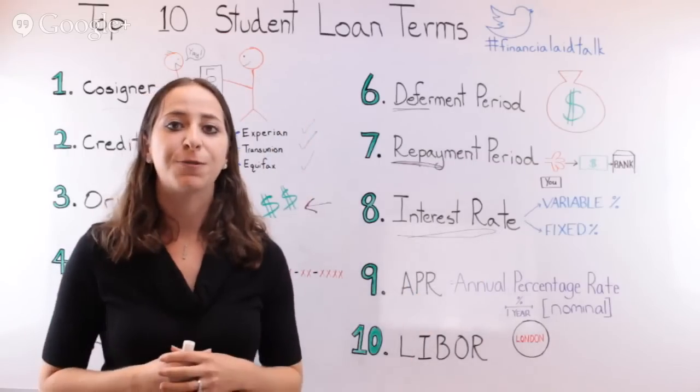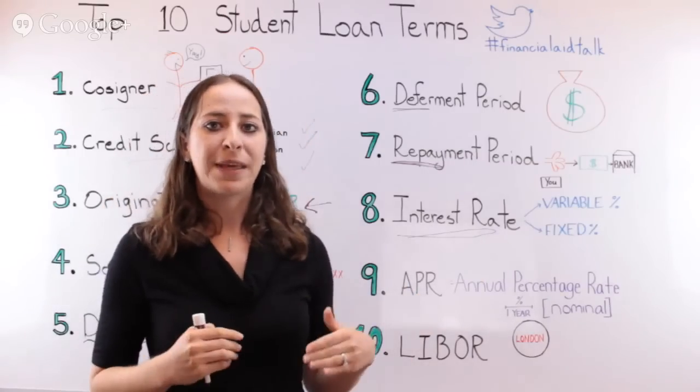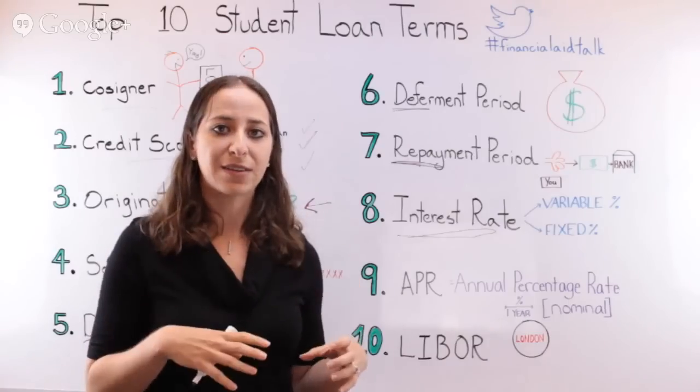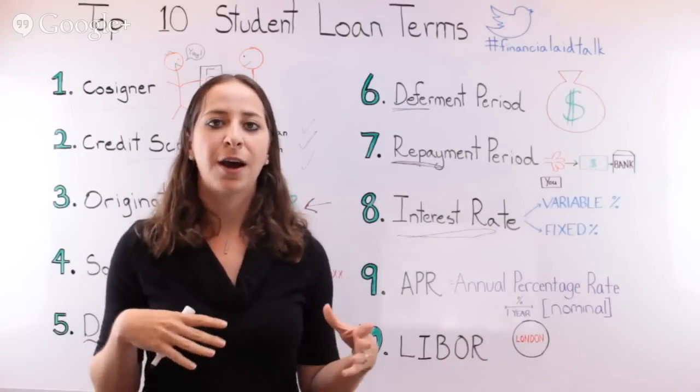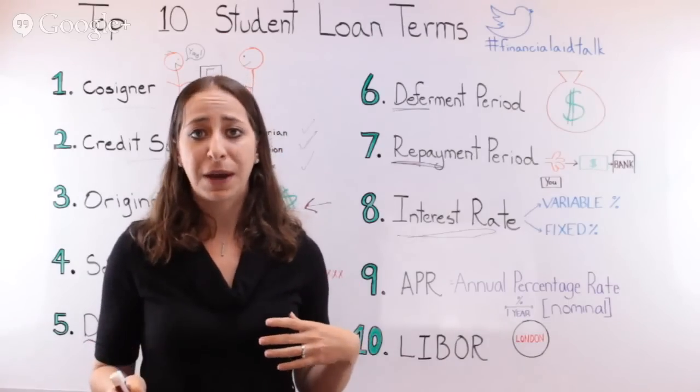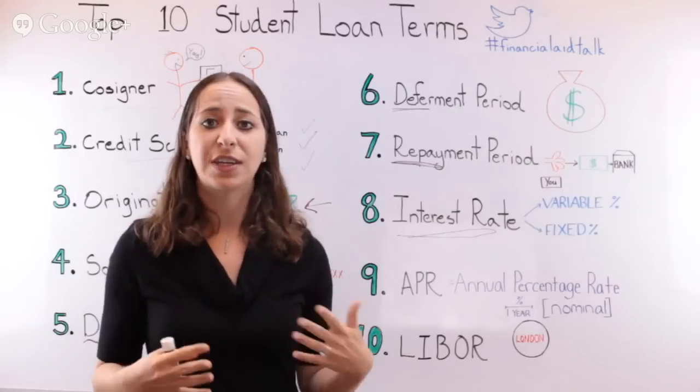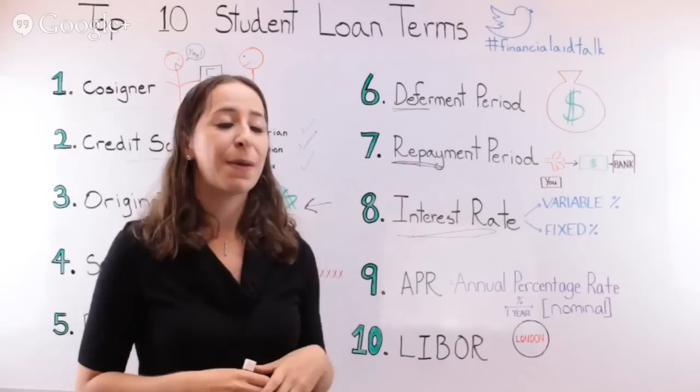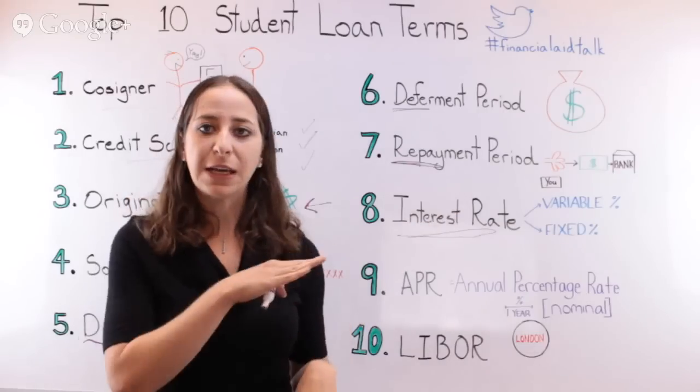Variable interest rates fluctuate. And so that means that it's going to be tied to some sort of index. So it's basically a percentage that's going to vary. It could be by day. It could be longer than that. It's just going to depend on those terms. And then the fixed interest rate is basically a flat interest rate.